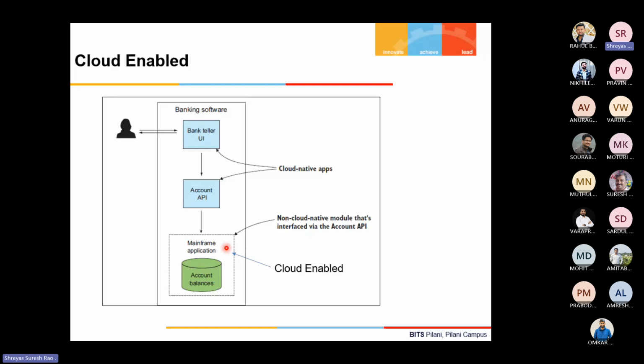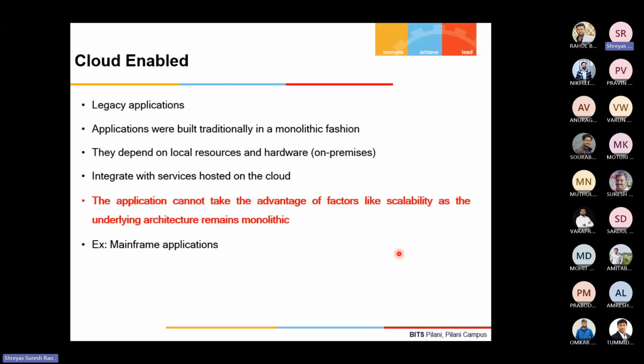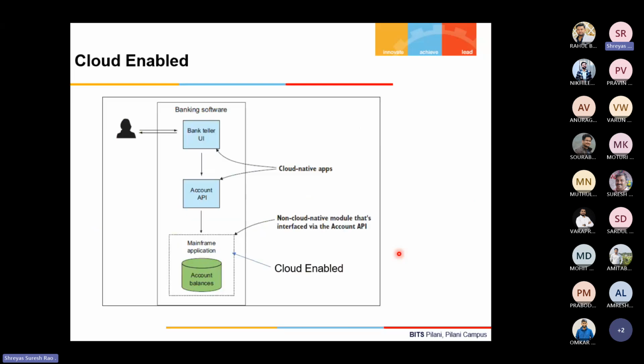So traditionally this application is not on the cloud. It is locally hosted, making use of local resources. But in a larger setup where there are some cloud applications which are running, which want to interoperate with this particular application, we can make it available. So this setup is called cloud enabled application. The legacy applications, for example mainframe applications, are examples of this setup.